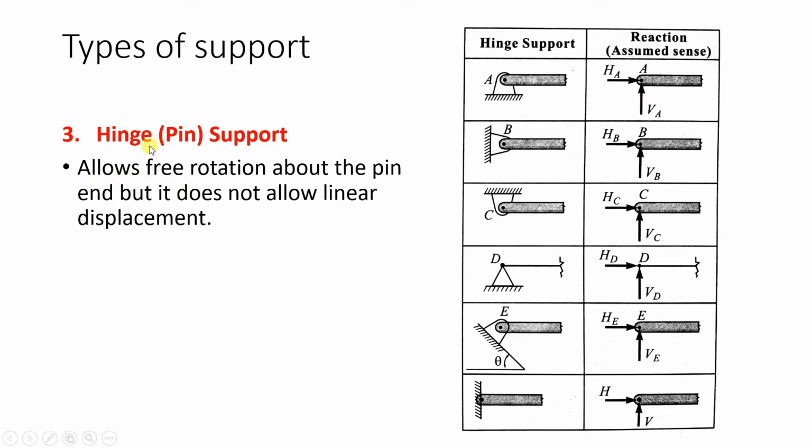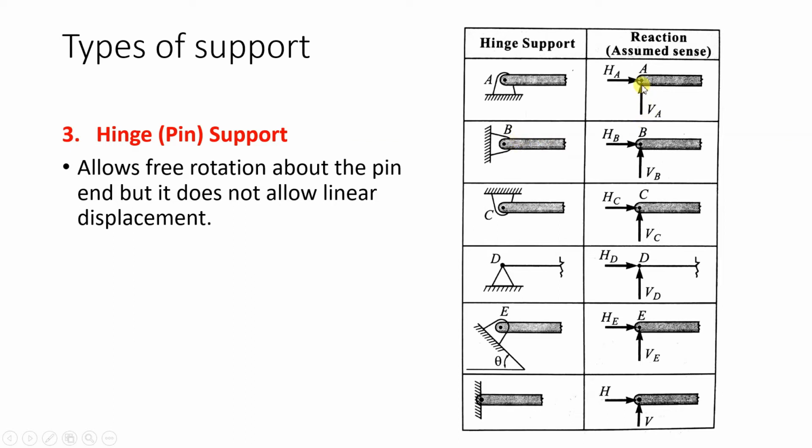Hinge support, what is the meaning of this hinge support? It is also called pin support. It allows free rotation about the pin end, but it does not allow linear displacement. So if you see this rod, it can rotate about point A. This rod can rotate about point B. This can rotate about point C, and so on. But the rod cannot move in the horizontal direction, and it cannot move in the vertical direction.